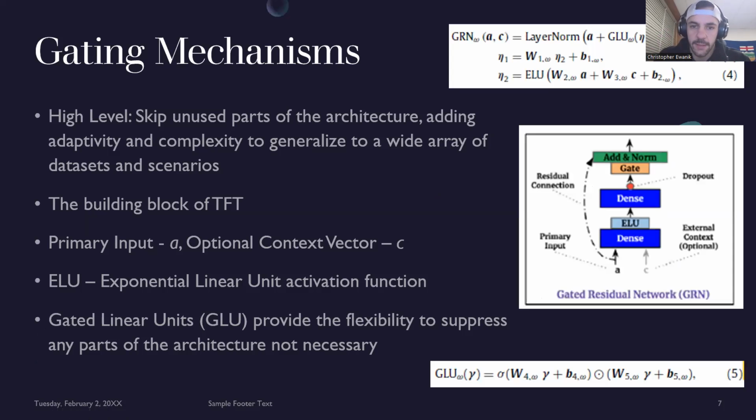All right, let's start with the gating mechanism, because these are a really important part of this architecture. On a high level, they allow your model to skip unused parts of the architecture, which adds adaptability and helps your models generalize better to more data sets. Whatever you're seeing, it helps it cater to a wide array of problems better. And these are really the building block of this model. It's really important in how it learns.